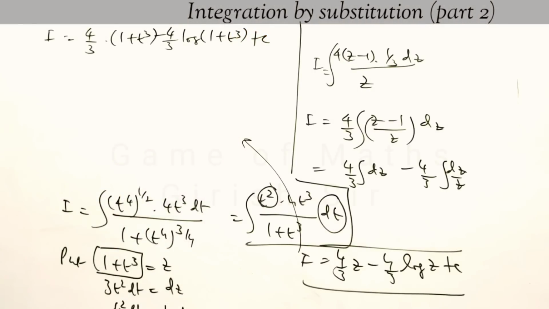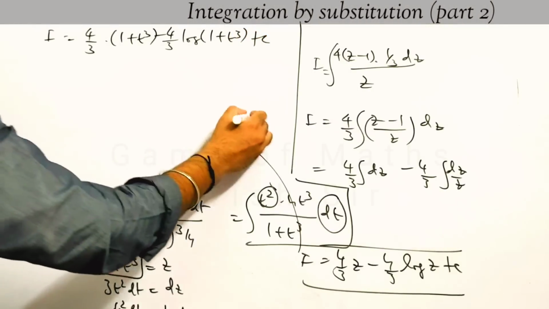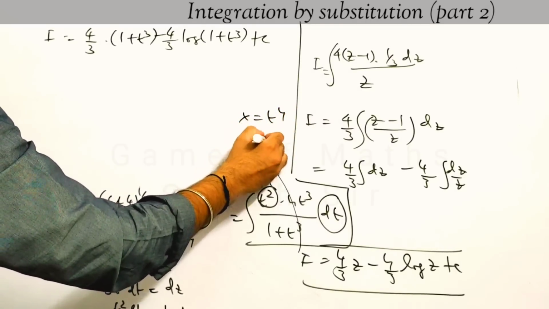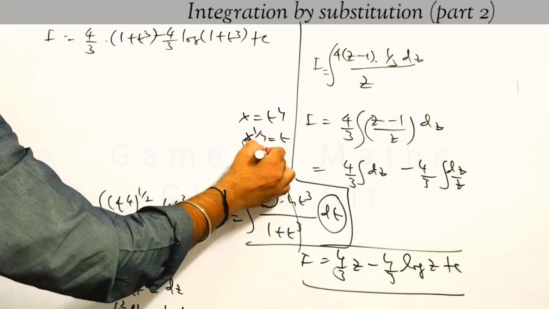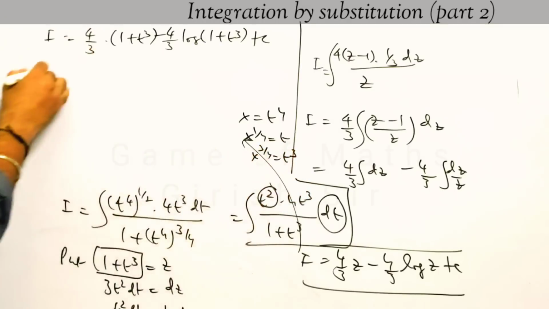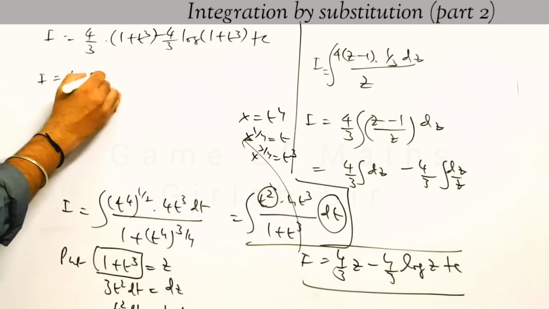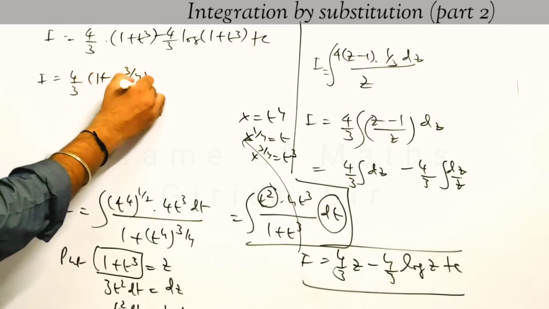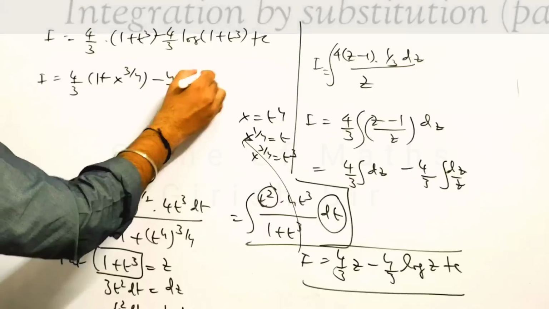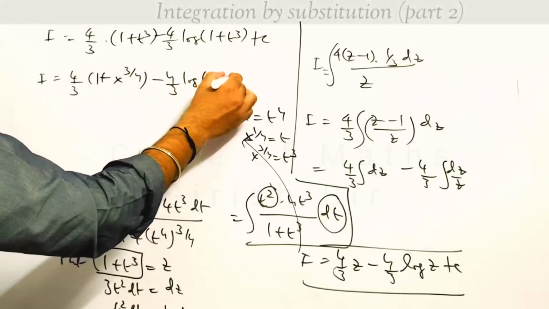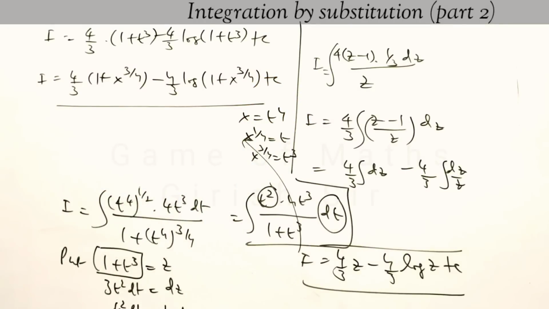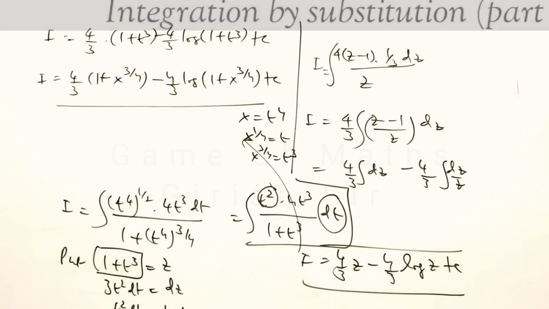Now we'll put back t in terms of x. If you remember, we assumed x as t to the power 4, so x raised to 1 by 4 would be equal to t, and x raised to 3 by 4 can be taken as t cube. Make the substitution. T cube would be x raised to 3 by 4. Okay, so this is what we'll get as a final answer. Okay, let's see another example.